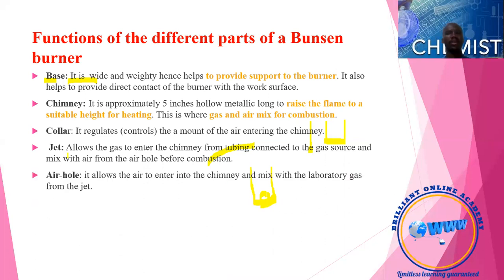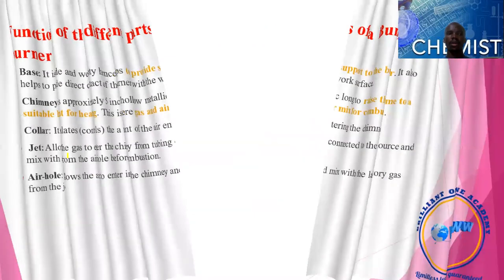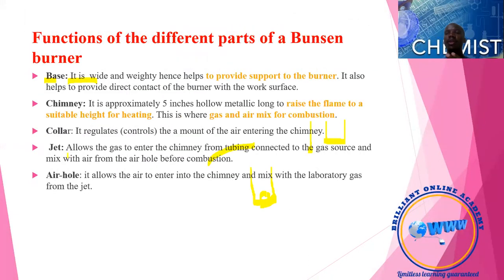The air hole, we have talked about that. The air hole is just to allow the air into the chimney to mix with the laboratory gas from the jet. And I think that brings us to the end of our presentation for today. I want you to be able to know the three parts of the Bunsen burner. We have talked about the chimney, the main one when you are drawing it, the collar, and the base. Those are the main parts.